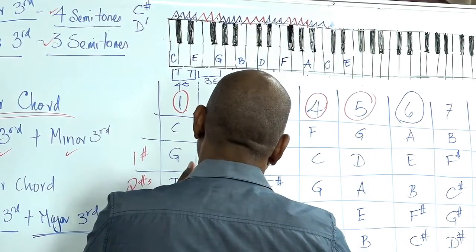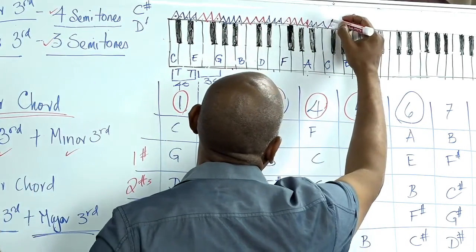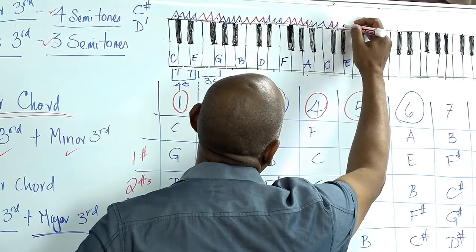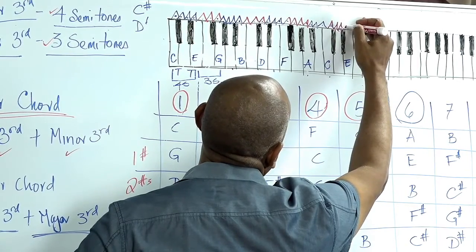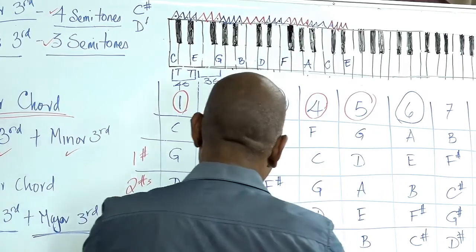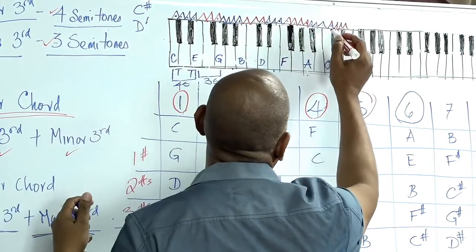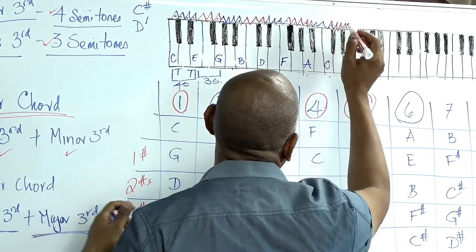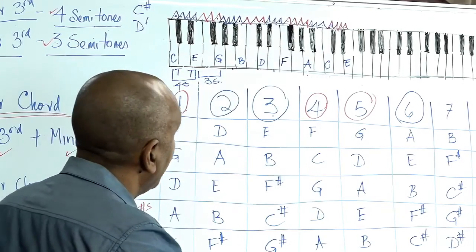C to C sharp, 1. C sharp to D, 1. D to D sharp, 1. And D sharp to E, another. 1, 2, 3, 4 semitones.